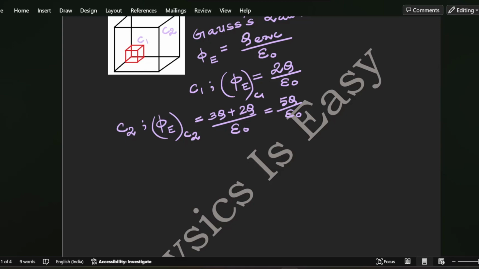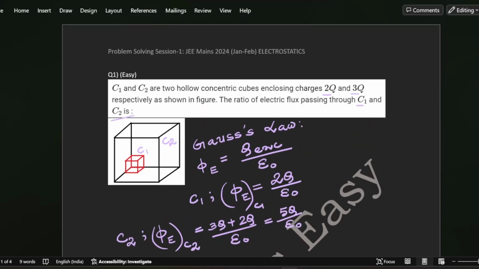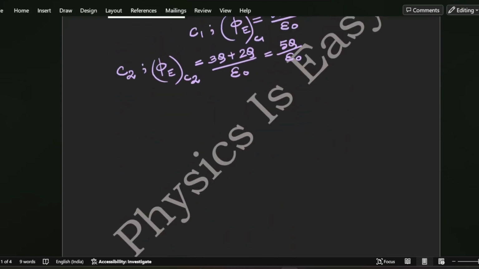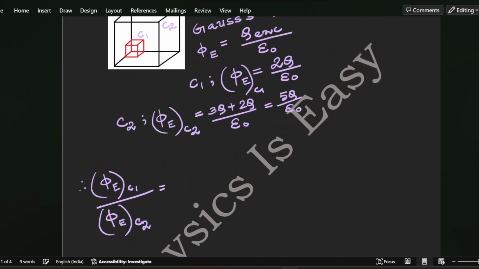Okay, and now just before finding the ratio, always have a look at the sequence. First C1, then C2. So the ratio will be phi E C1 divided by phi E C2. As you can see, all these terms are common in both of them. So when we take the ratio, this will cancel out and we will be left with 2 by 5 only. So this is the answer.